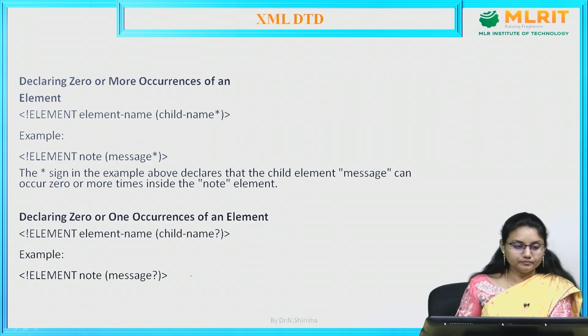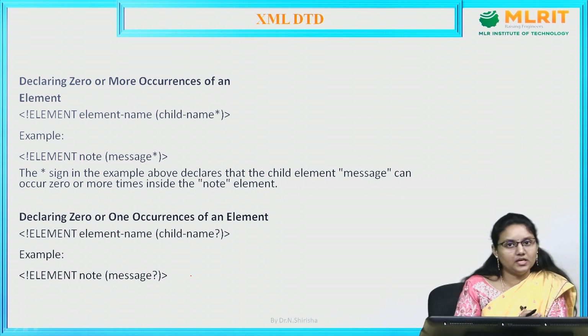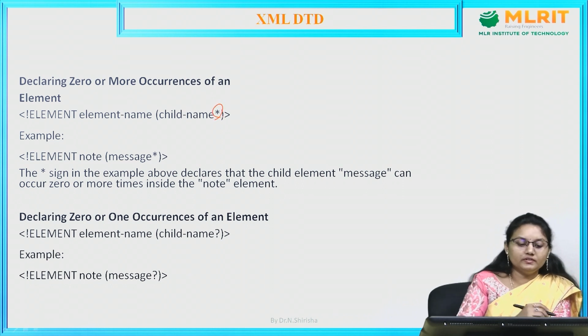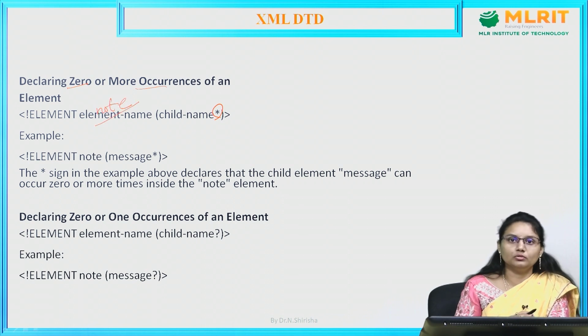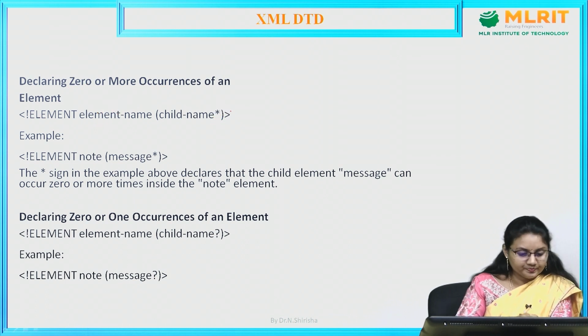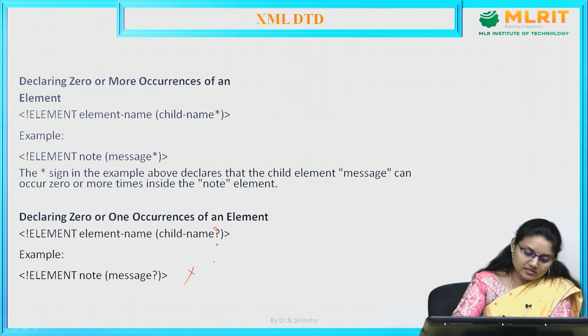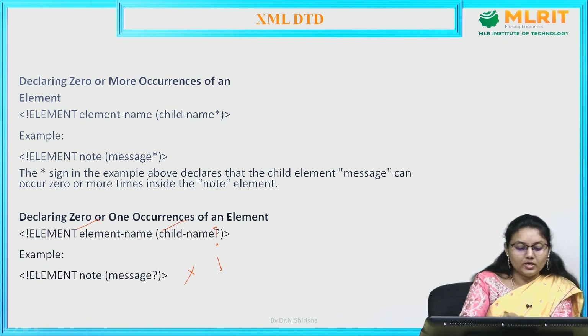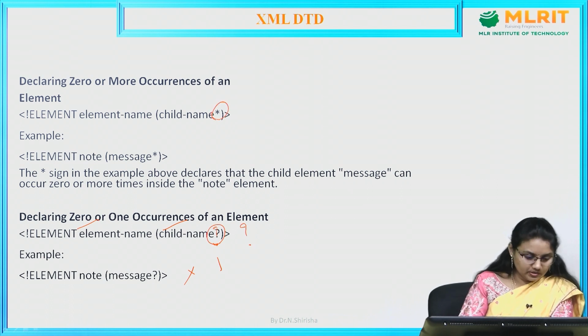Zero or more occurrences: there may not be any child tags, or there may be child tags. To define that you give star. Star means declaring zero or more occurrences of an element. Say note is an element. There may be one note, two notes, or no notes. That is the meaning of star. Then zero or one occurrence of an element: either there is no child or there is one child. For that you give a question mark.